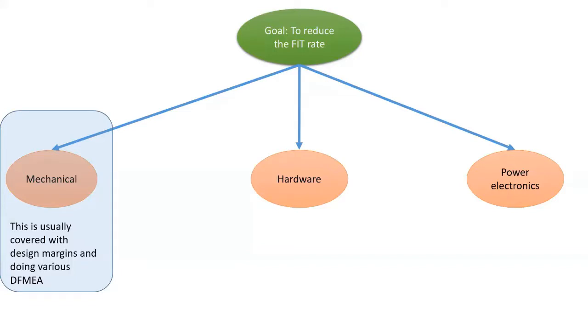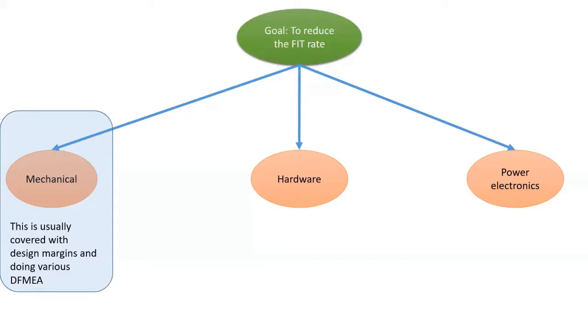So, mechanical failures are usually covered with design margins. That's our goal: how do you reduce the FIT rate of a mechanical failure? Basically, mechanical failures are covered by a good design, and we have design margins. We do various DFMEA, a concept we call design failure analysis. We do major analysis and make sure these failures cannot happen for that system for the prescribed loads it is going to see. And we have various design margins so that even if there is an unrelated failure, it's not going to break.